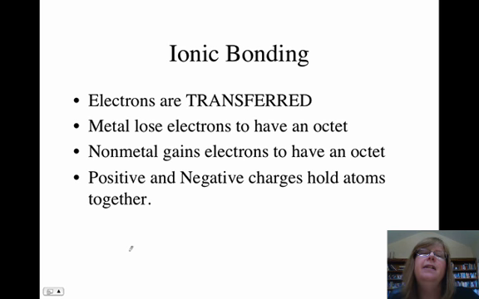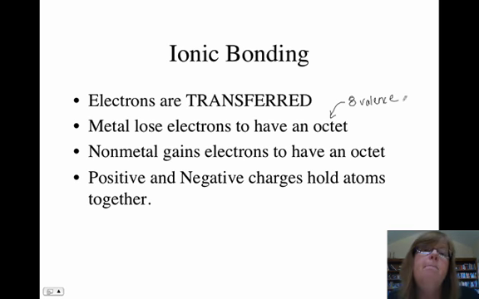All right, now let's just talk briefly about ionic bonding. Ionic bonding is where the electrons are completely transferred. Metals like to lose electrons, because if they lose electrons, they could achieve an octet. And nonmetals like to gain electrons to have an octet. What is an octet? An octet, like the name implies, is 8 valence electrons. And we know that our noble gases have 8 valence electrons, and they're very stable and unreactive.